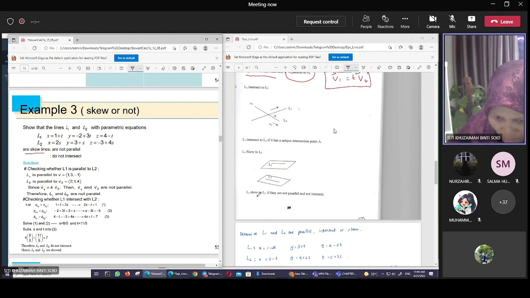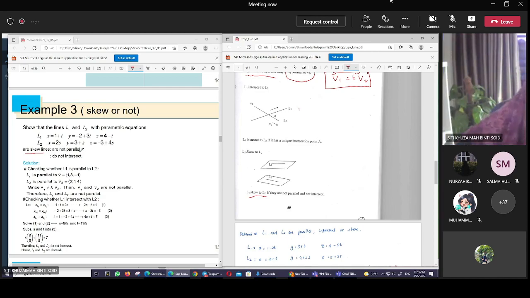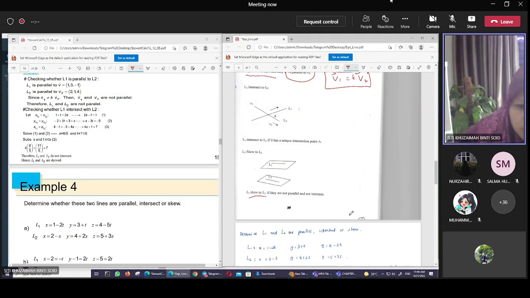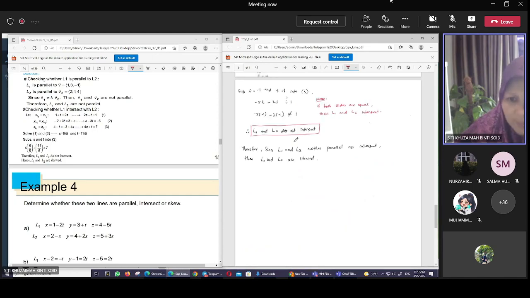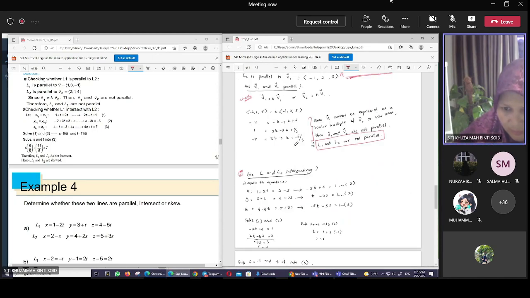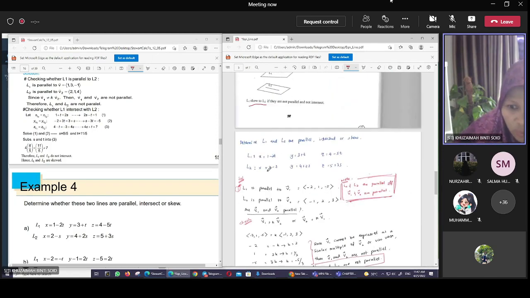Okay, so maksudnya bila skew ni, they are not parallel and not intersect. So it means that kita kena provekan dulu, mereka ni not parallel and not intersect. Okay, so jom kita tengok cara nak tunjukkan mereka ni not parallel dulu. Okay, jom. Bismillah. Dan ada satu example yang saya detail out dia punya. Cara you all nak buat.